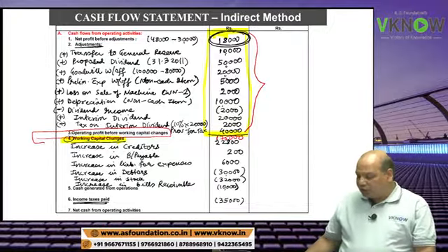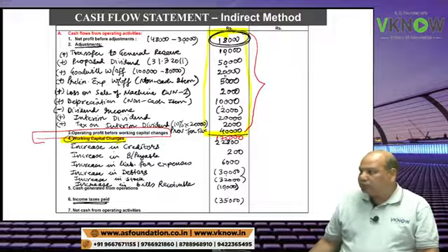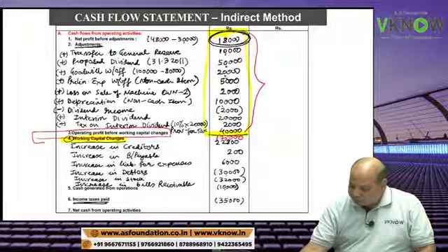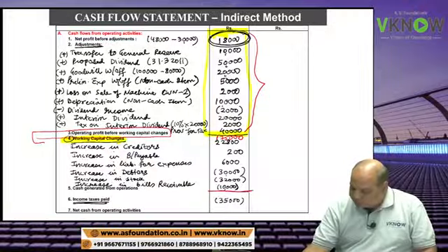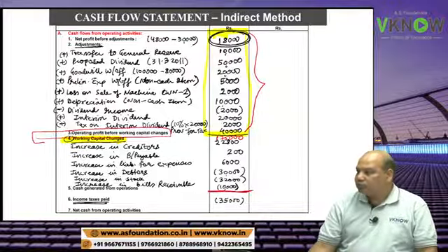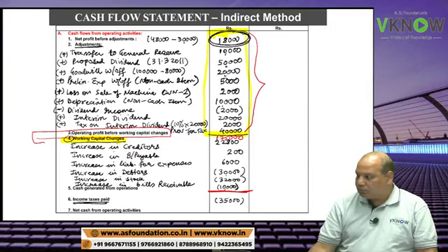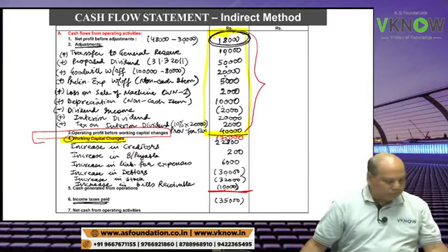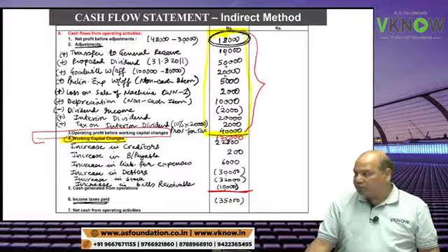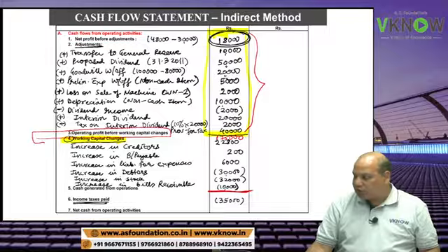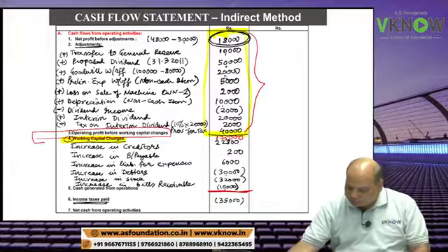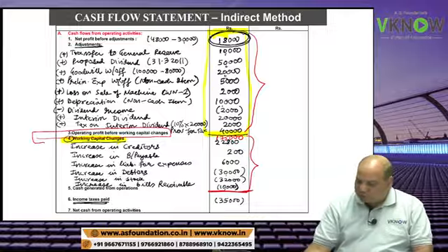Check the answer, 1,75,000. Anybody? Operating profit before working capital changes, is it 1,75,000? Look, 1,75,000. Start from 18,000. Tanya is right. Moonrise is right. 1,75,000. Now you add all these numbers up to this, including 1,75,000.